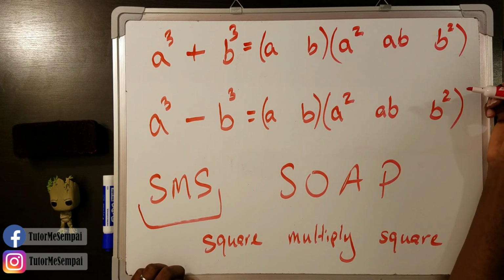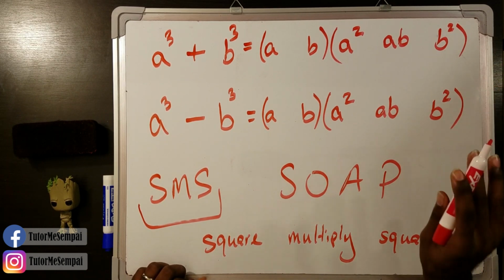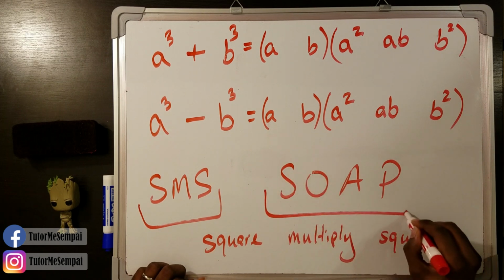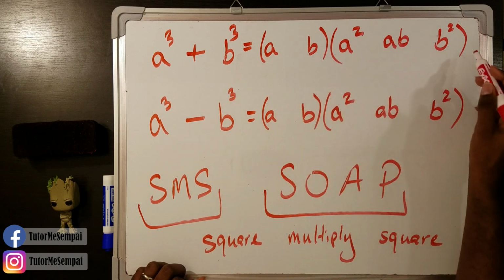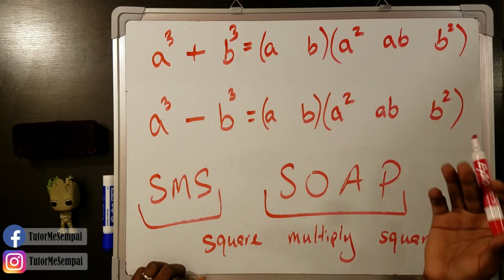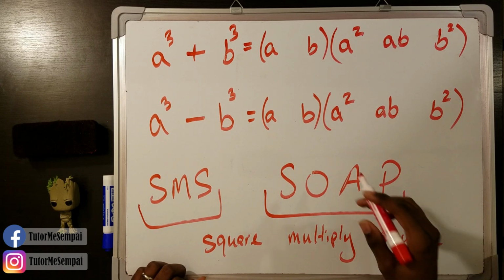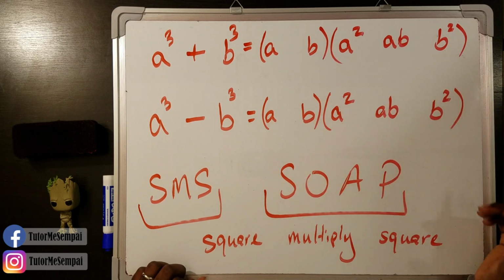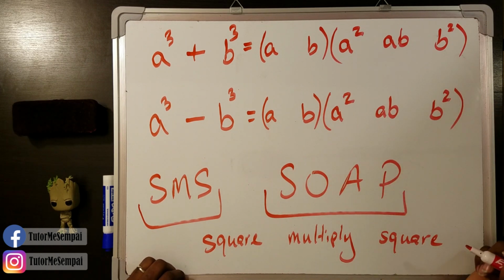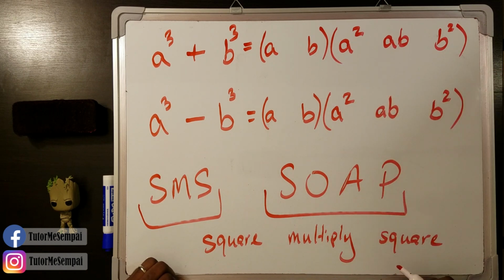Now at this point in time, you may think that, hey, it looks like we're going to be writing the same thing. Don't fall into that trap. This is where SOAP comes in. Similar to how SMS filled in these parentheses with the actual cube roots and their combinations, SOAP is going to fill in these parentheses with the signs that are given to everything. So what does SOAP stand for? We know what SMS stands for, square multiply square. That's how we got this. But what does SOAP stand for?